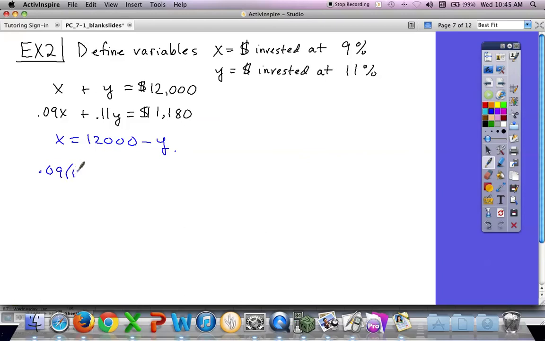0.09 times (12,000 minus y) plus 0.11y equals 1,180. Okay, distribute 0.09 times 12,000. That's 1,080, minus 0.09 times y, plus 0.11y equals 1,180.